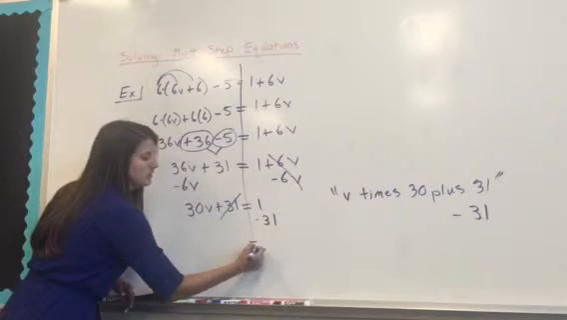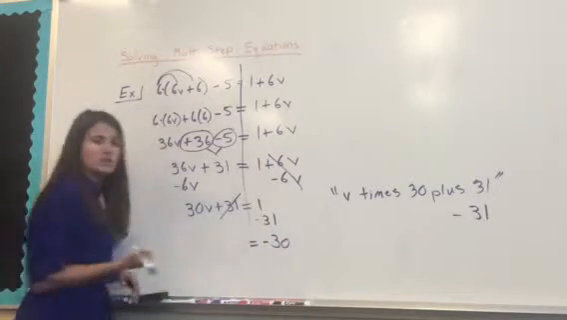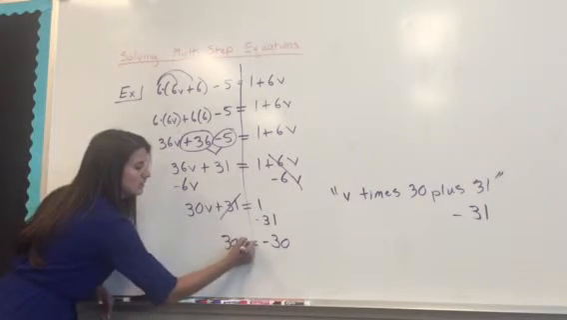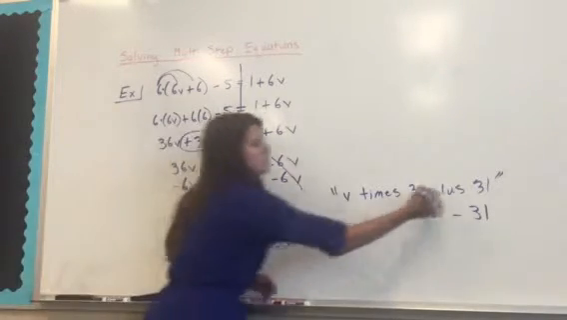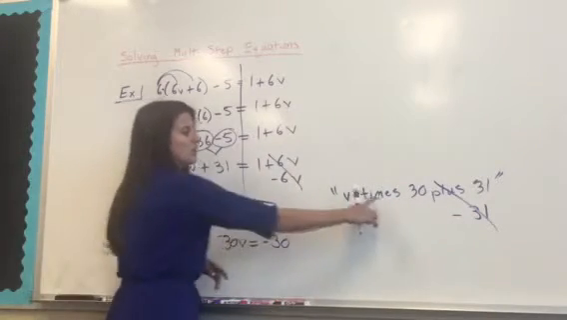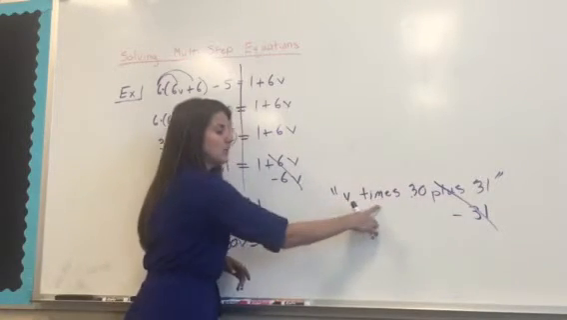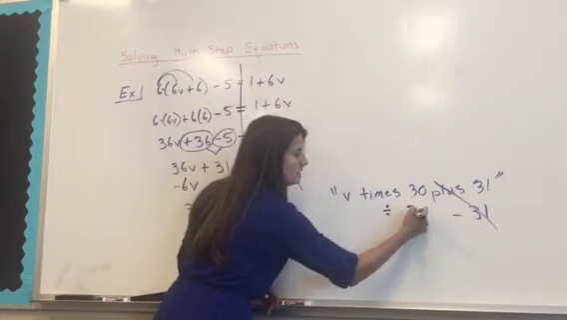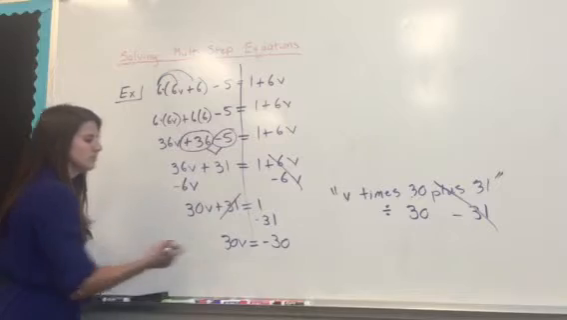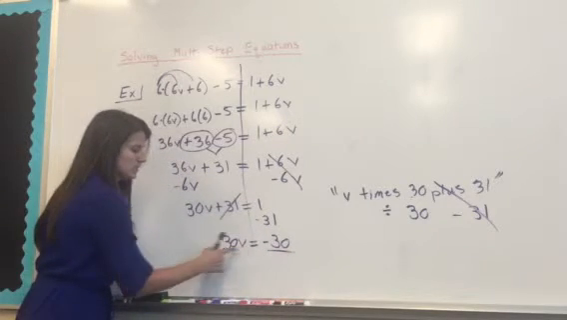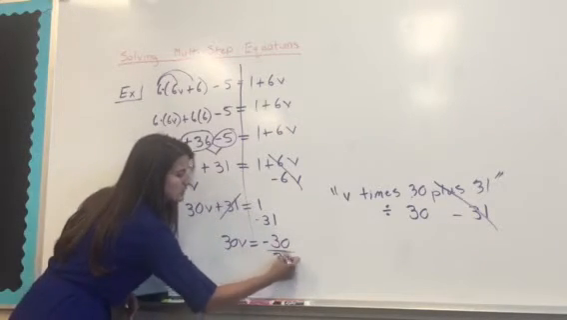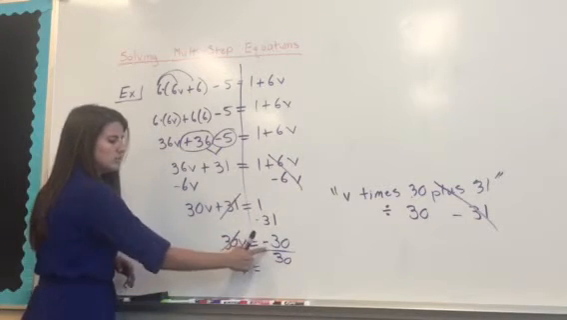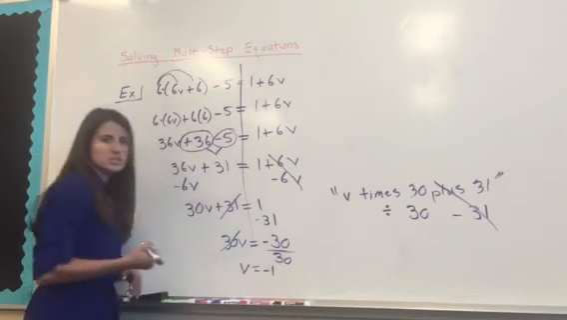1 minus 31 is going to give me negative 30. And then my 30v drops down. So this is now gone. Then my next operation is times 30. So the opposite is divide. So divide by 30. So that's what I want to do to this side because this is going to cancel. So I divide this side by 30. I'm left with v equals negative 30 divided by 30 is negative 1.